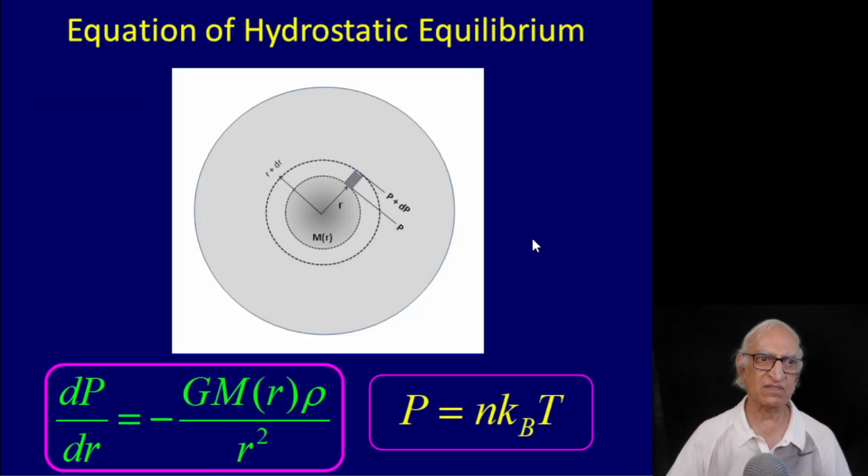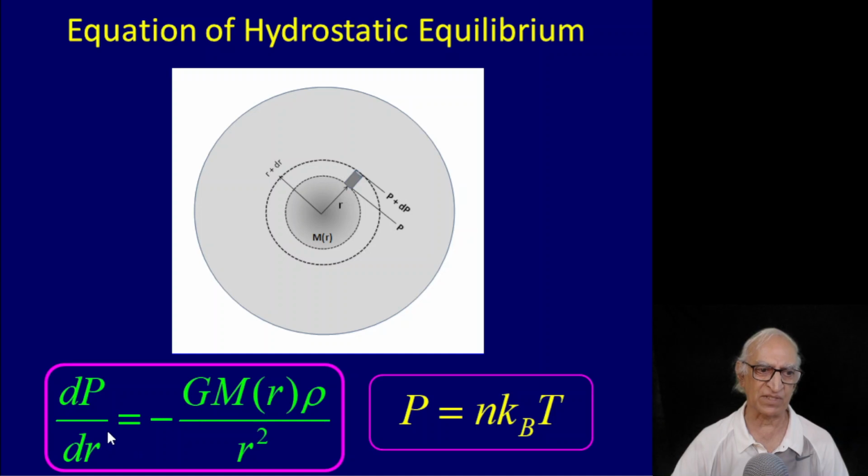Therefore, the equation of hydrostatic equilibrium states, I have brought in the dr from the right hand side to the left hand side denominator. It says dP by dr, which is the pressure gradient, is equal to minus GM rho by r squared, where everywhere one has to calculate the mass interior to the point r. It's a function of r, the density at the point r, the pressure at the point r, and the pressure is nkT, and everything has to be calculated at the point r.